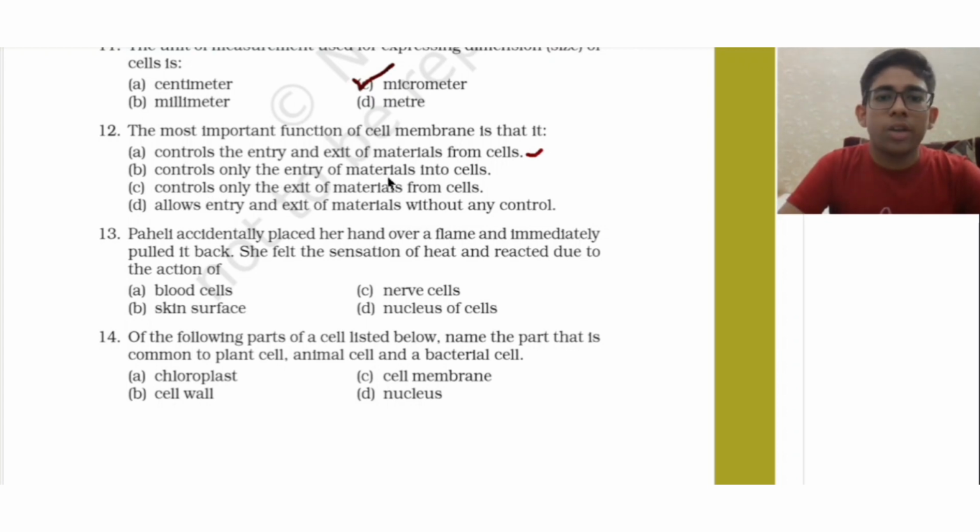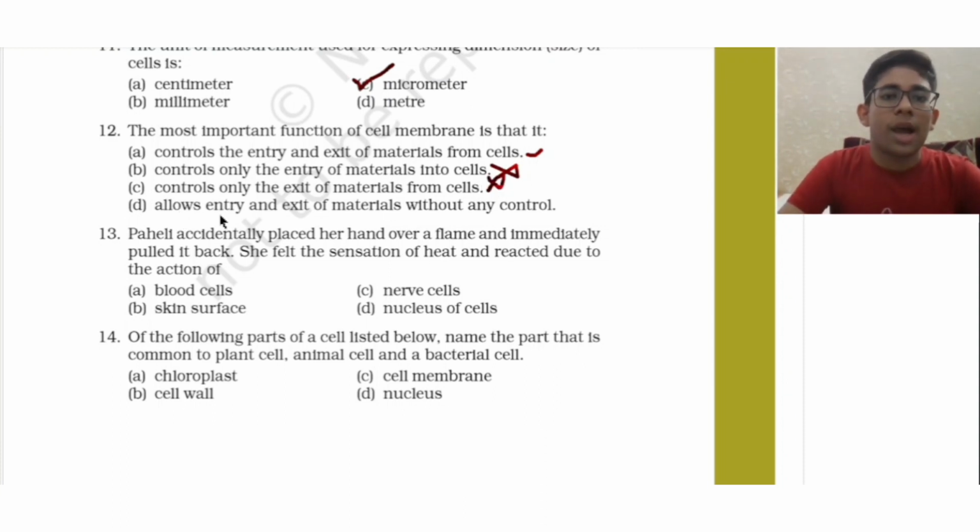Controls only the entry of materials into cells. This is wrong because we know both entry and exit can be done. So this option is wrong. Controls only the exit of materials. This is also wrong because again we know both entry and exit are associated in this.